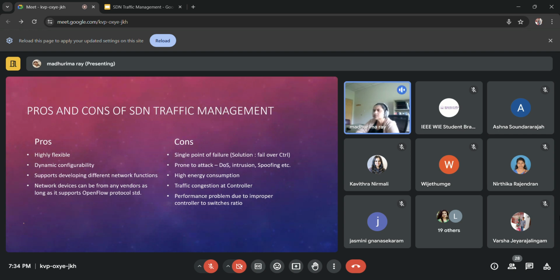High energy consumption. This is actually true for all network infrastructure. What I'm going to highlight is why this is interesting in the case of SDN: we can do much better in terms of energy consumption with SDN, which is not possible in the traditional network.